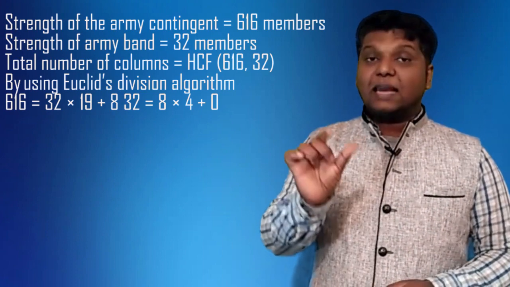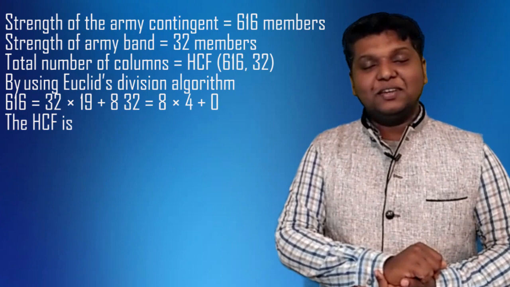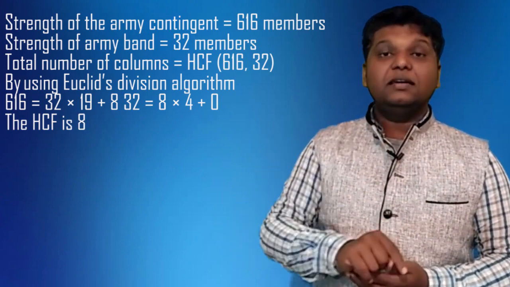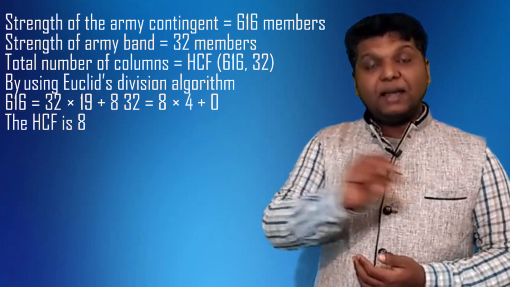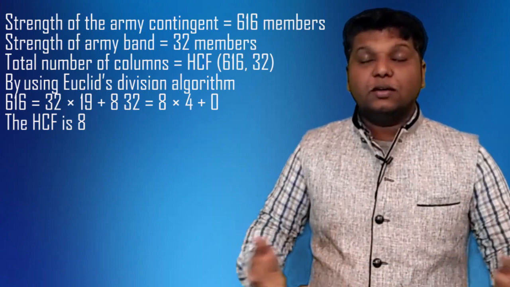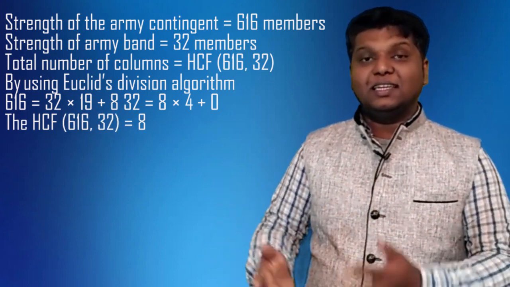And now it's time to select the HCF. What will be the HCF? The HCF is 8 itself, right? In the last step, whatever comes here, that divisor will be your HCF. So here the divisor is 8. So obviously we will take the HCF of 616 and 32 is equal to 8.